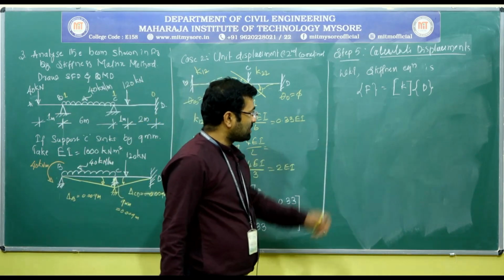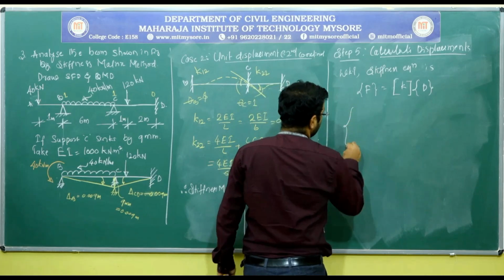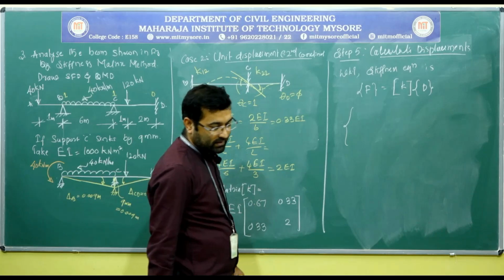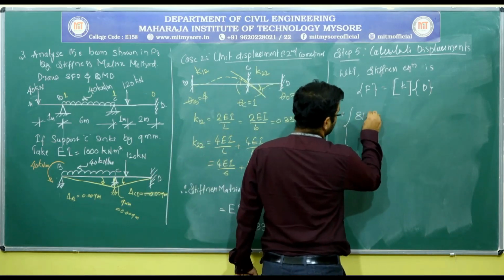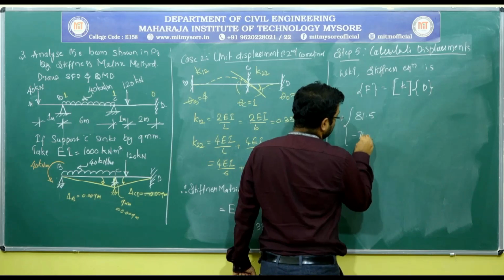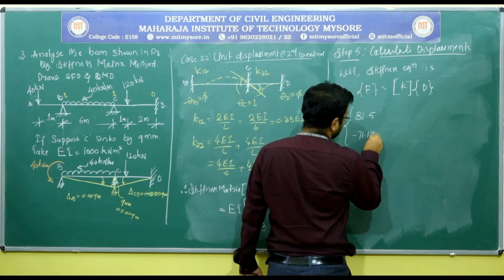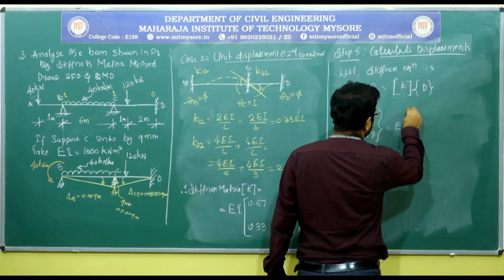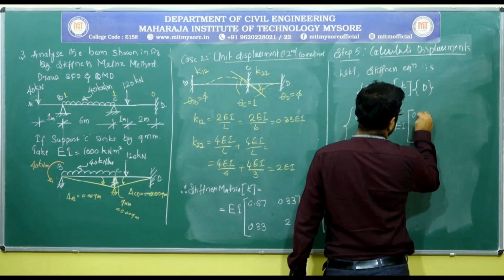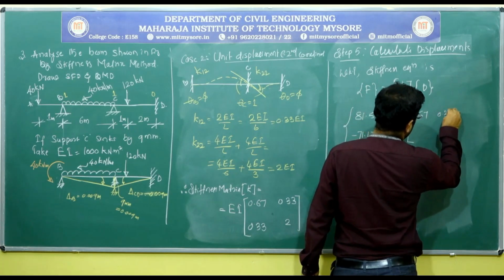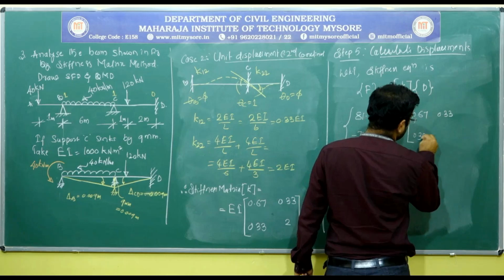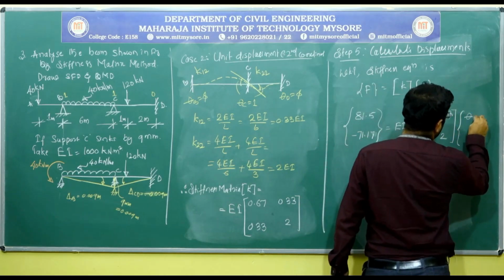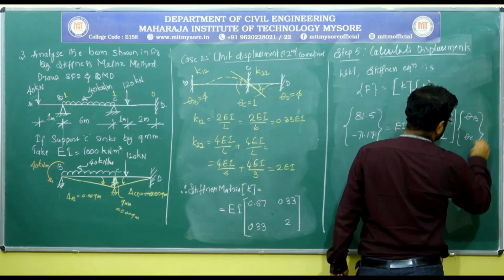So as per our calculations, the force matrix is 81.5 into minus 71.17. This is the force matrix, which equals EI into the stiffness matrix, 0.67, 0.33, 0.33, 2 into the displacement matrix, theta B and theta C.